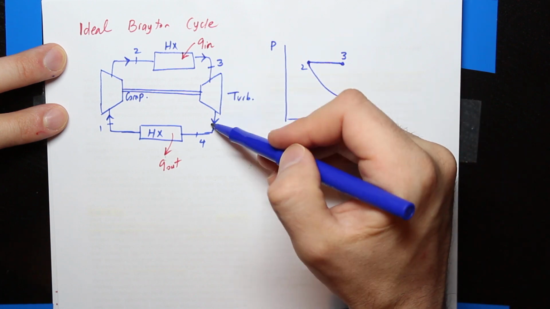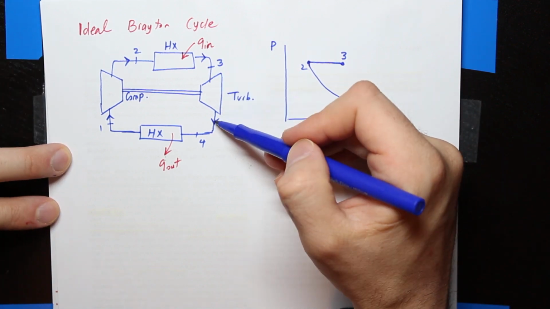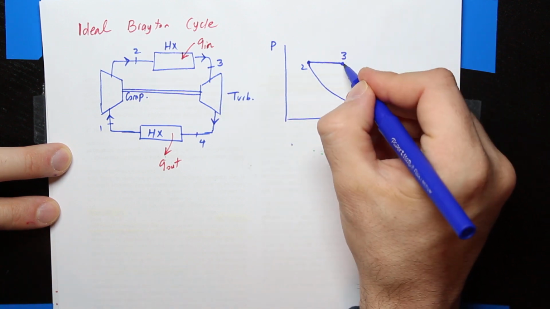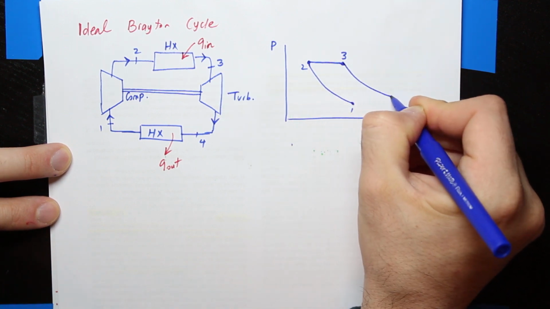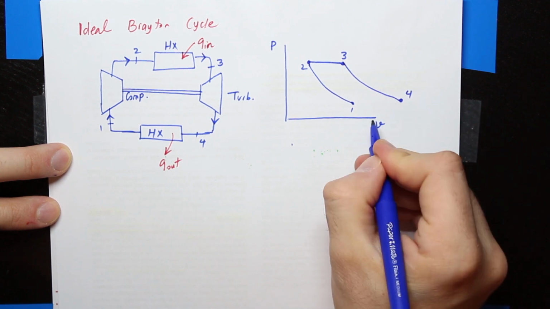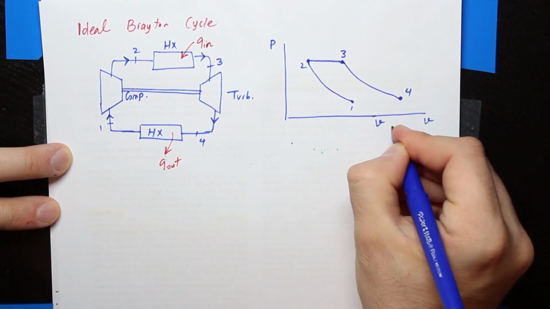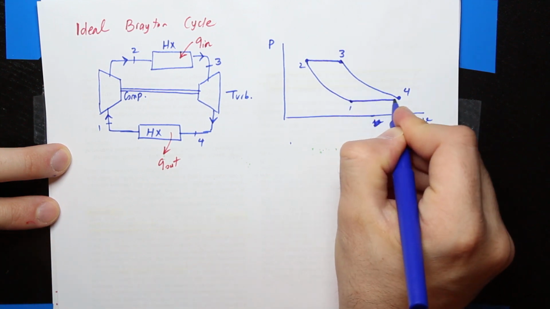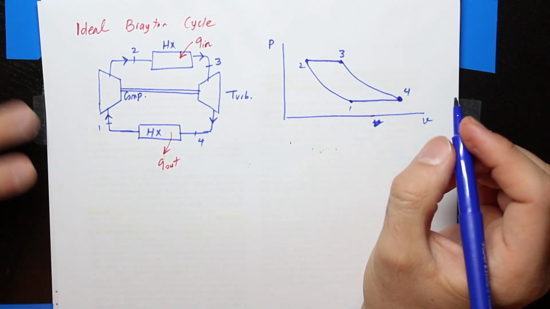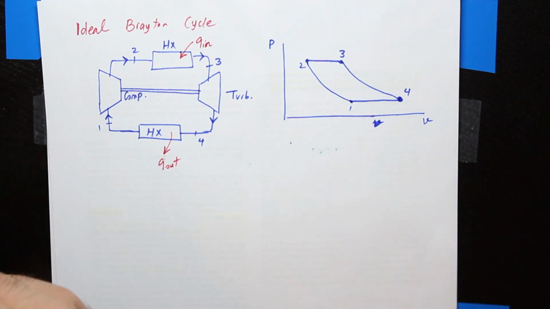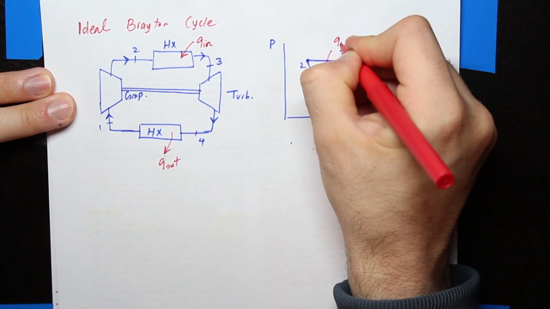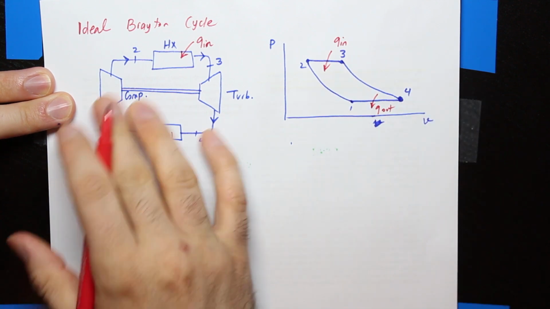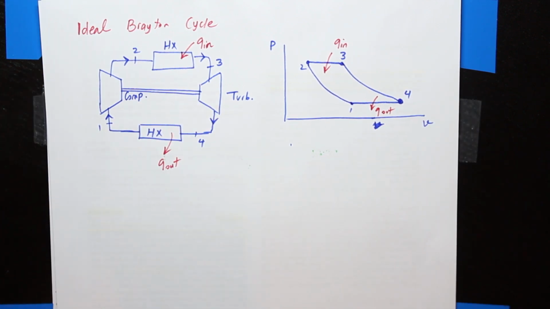Now from 3 to 4, the high pressure gas is sent to the turbine, so its pressure drops and expansion occurs. So from 3 to 4, we have a drop in pressure and expansion occurs. And finally, from 4 to 1, we have the heat rejection. Okay? So from 2 to 3 is Q in, 4 to 1 is Q out. Now, how this cycle operates, that's the question.